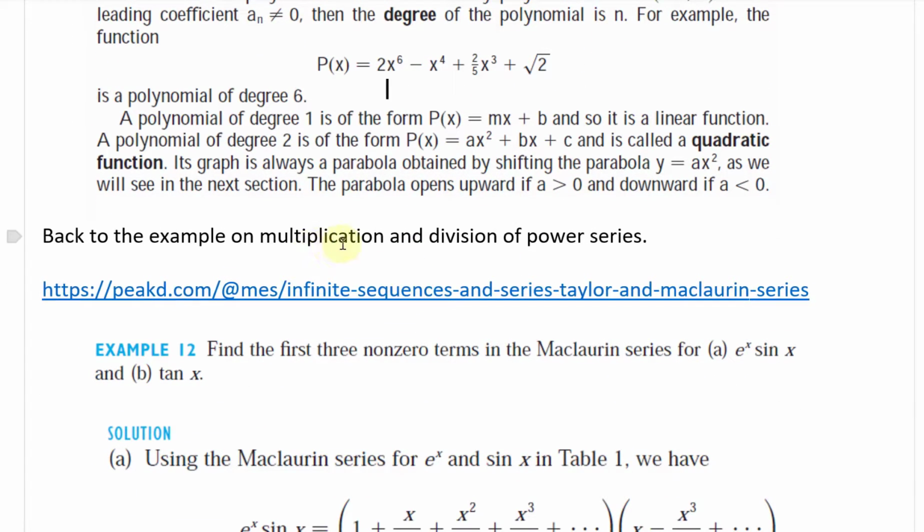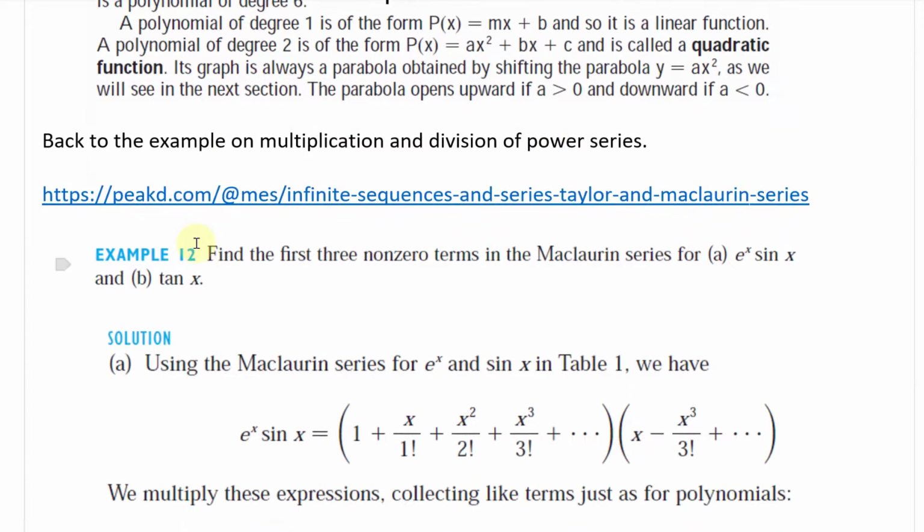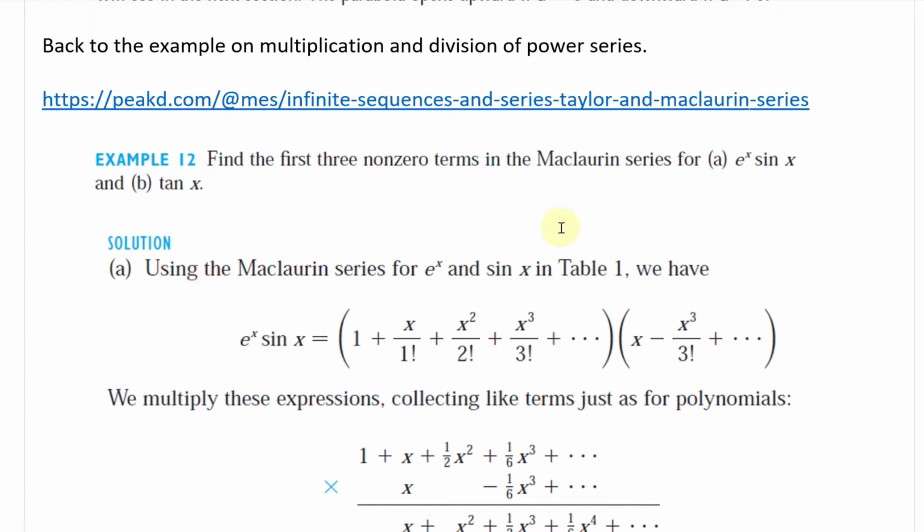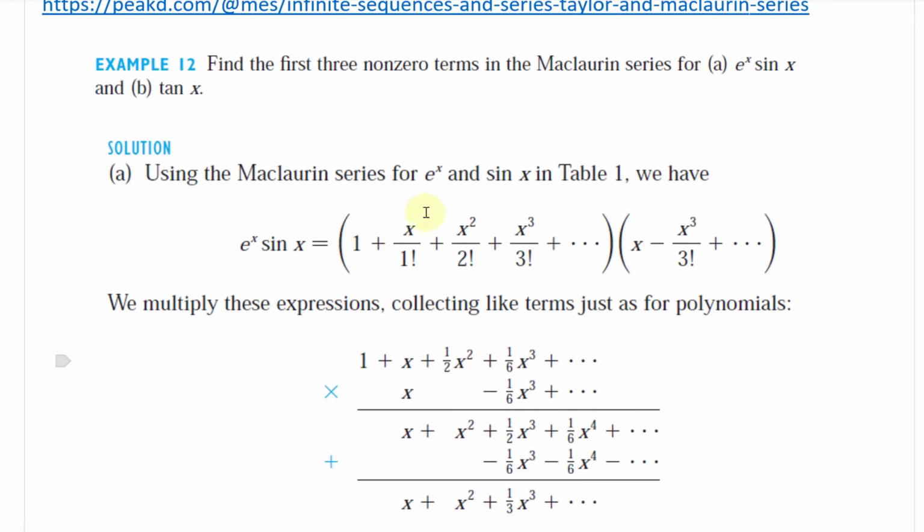So anyways, back to the example on multiplication and division of power series. We're going to look at the first 3 terms of these examples. Example 12: find the first 3 non-zero terms in a Maclaurin series for a, e to the x times sine x, and b, tan of x. For the first one, for a, use the Maclaurin series for e to the x and sine x in table 1, and I'll get to that table later in this video. But here are the 2 series that we get.